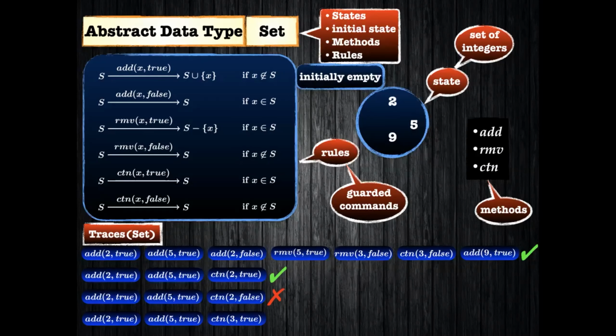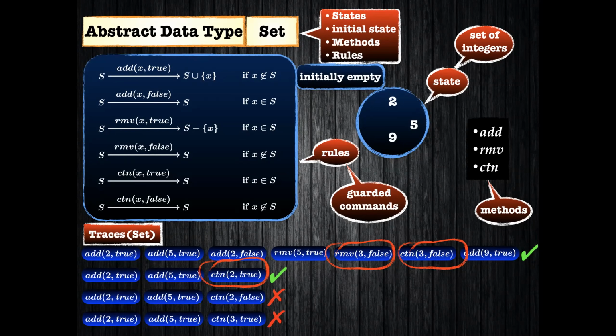It's not a member of the set. And using a similar reasoning, this is not a trace in the set. So again, a trace of the abstract data type set are all the traces that I can generate by starting from the initial empty set and applying the rules according to the semantics. So any questions, please?